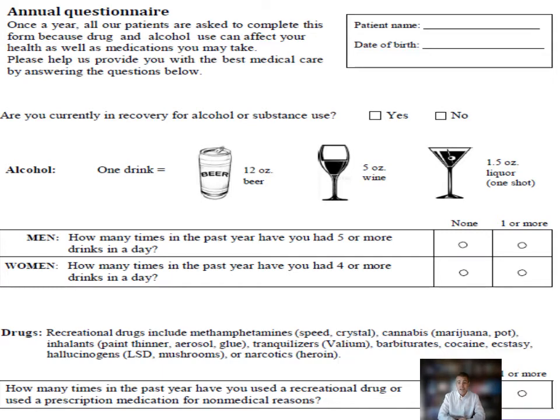So this one is for alcohol and illicit drug use. So you can see there the qualifications for a positive answer. And this is just something that's basic. It's easy. And depending on how they answer, they may need an additional screening, as I mentioned, to lay out and categorize where they might be on the spectrum in terms of their substance use disorder.